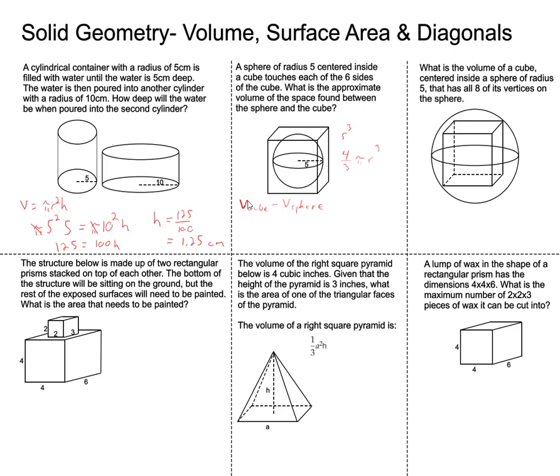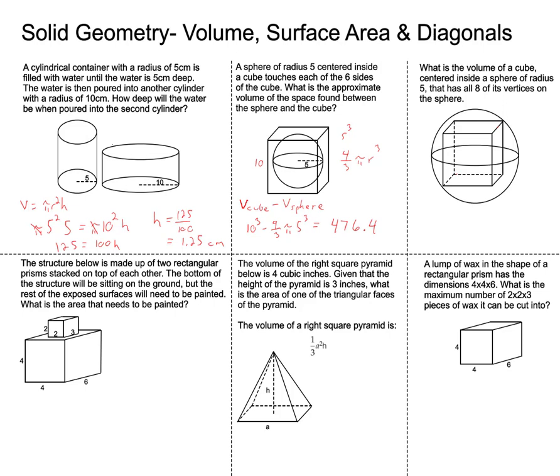We should be able to figure out the edge length of any of the edges of the cube because we have the radius of the inscribed sphere. So the edge length is simply going to be double that radius, so the edge length is 10. Now all we need to do is take 10 cubed minus 4/3 pi times 5 cubed. And when we do that on the calculator, we will get 476.4.